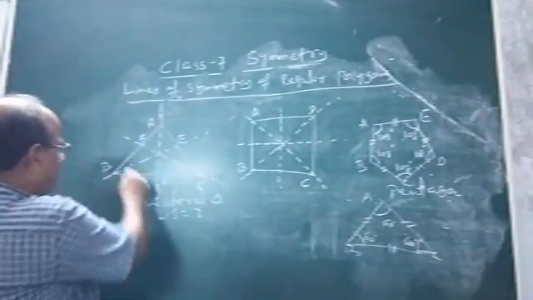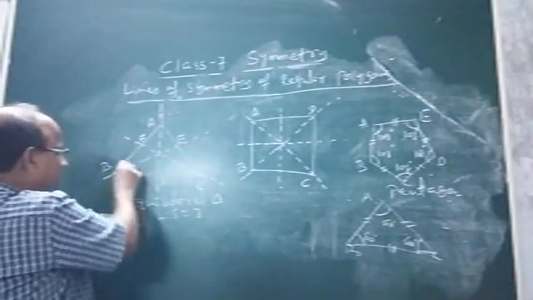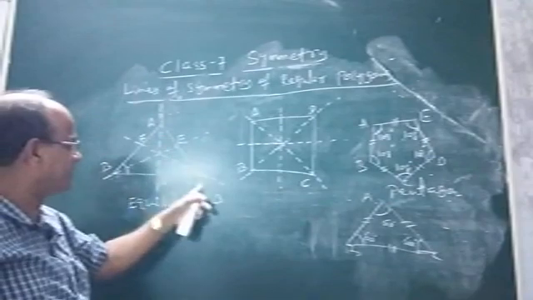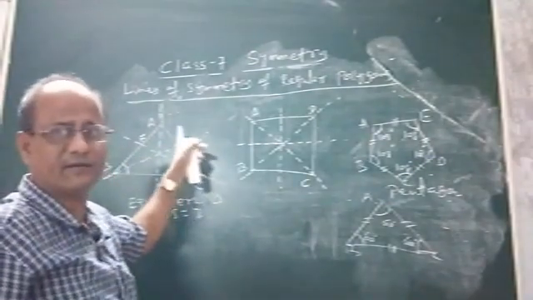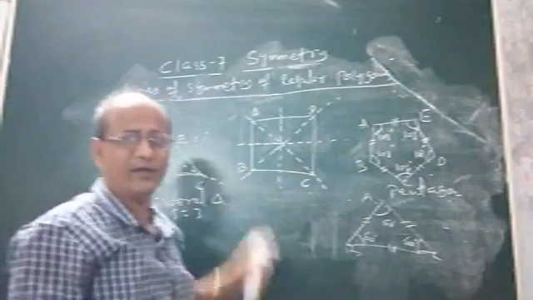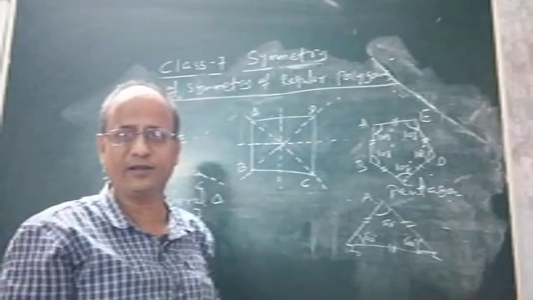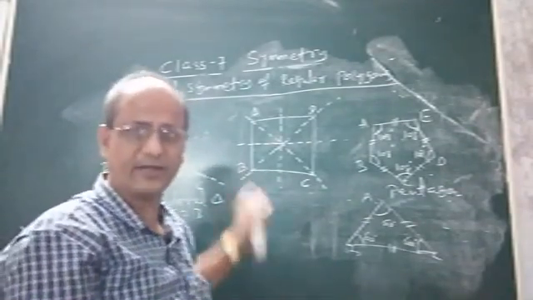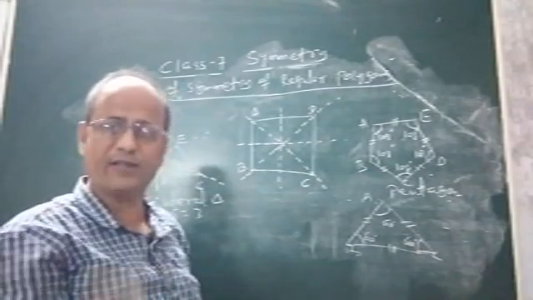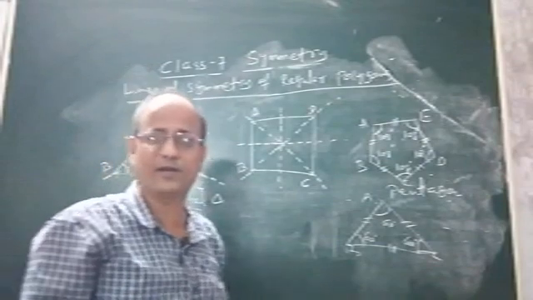Similarly, this can be another. This can be the bisector of angle B, which intersects AC at the point E. This BE can be another line of symmetry. So in an equilateral triangle, how many lines of symmetry do you find? You find 3 lines of symmetry, and each line of symmetry is what? It is the bisector of the vertex angle, okay? That is the line of symmetry of an equilateral triangle.